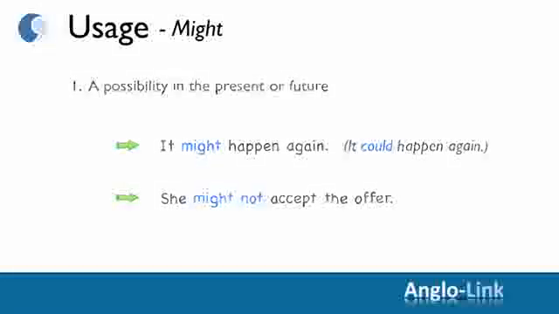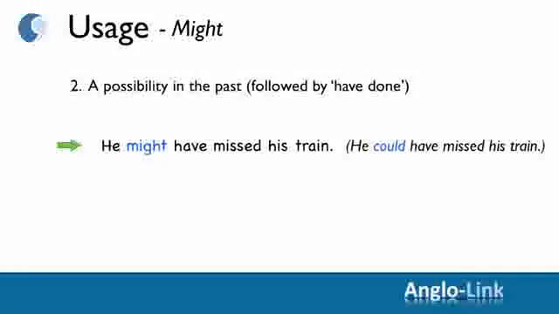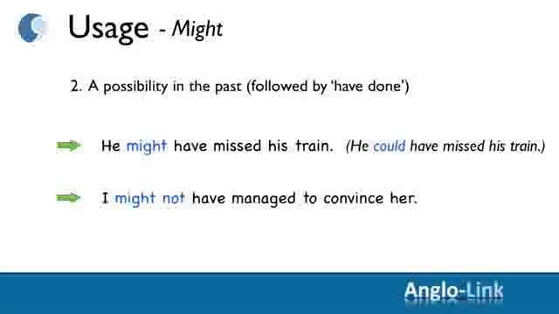And finally, the second usage of might is a possibility in the past. In this case, it's followed by have done. He might have missed his train. Once again, you can also use could. He could have missed his train. But not in the negative. I might not have managed to convince her.